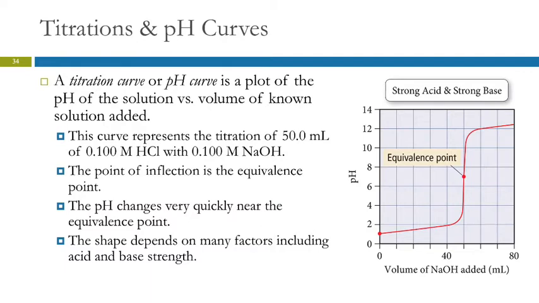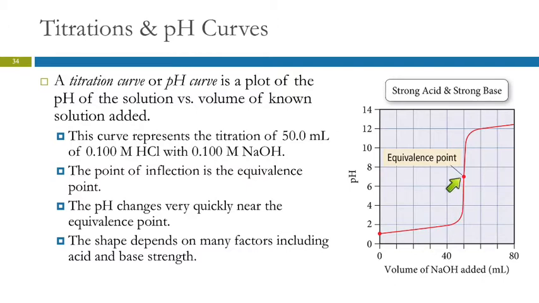So we can also graph the information. We call these titration curves or pH curves, where we plot the pH of the solution versus the volume of the known solution that's been added. So here's pH on the y-axis and volume of sodium hydroxide added. This is for the titration of a strong acid with a strong base. So here we're taking 50 milliliters of 0.1 molar HCl. We're titrating it with 0.1 molar sodium hydroxide. And we end up with our equivalence point at 50 milliliters because it's a one-to-one stoichiometry. The concentrations are the same, and so we'd need equal volumes of each.